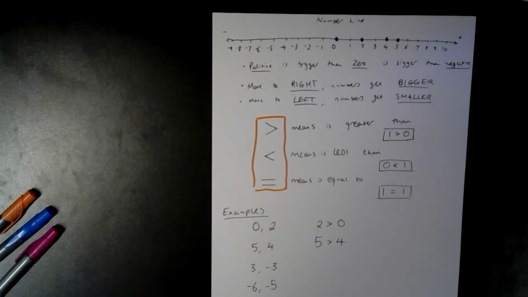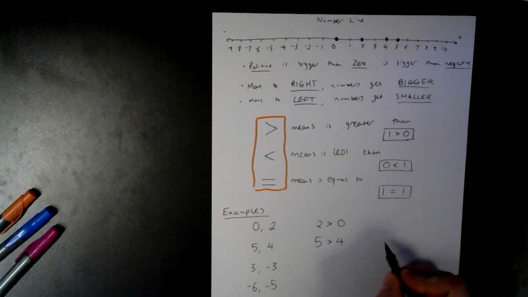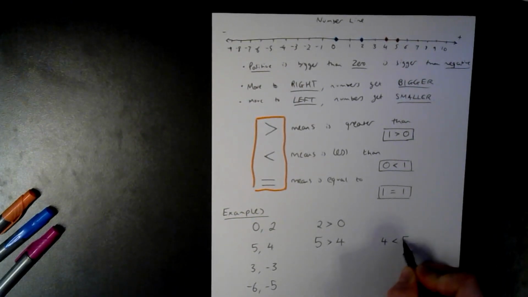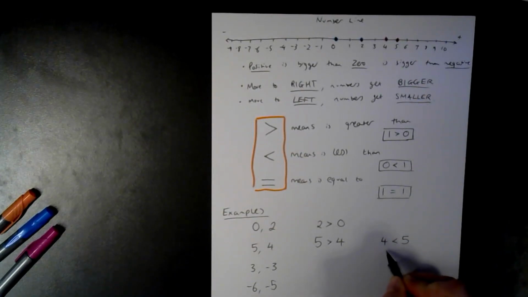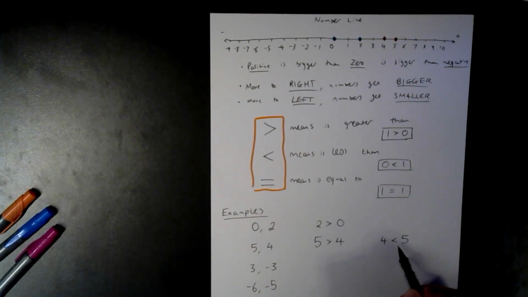An important note to make is that this is correct. You could also have written it as 4 is less than 5, because this means the same as that. The most important thing, the thing that doesn't change, is just so long as the crocodile mouth is facing towards the bigger number, then you'll have compared the numbers correctly.